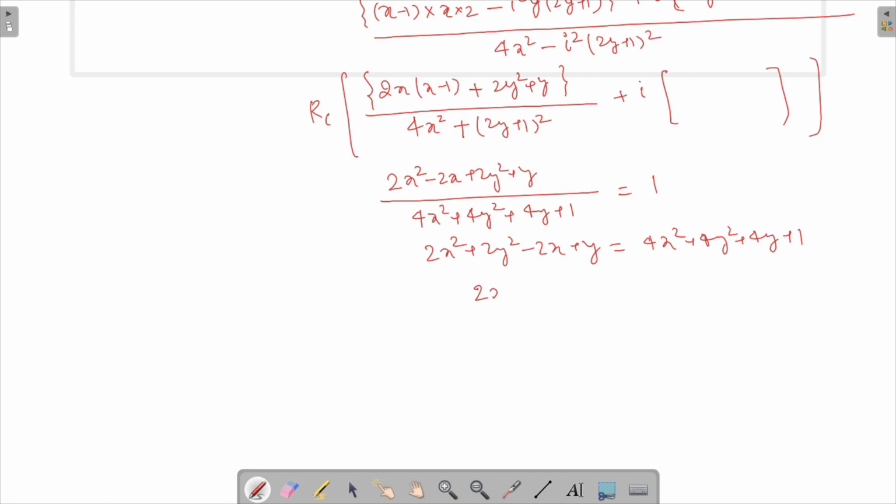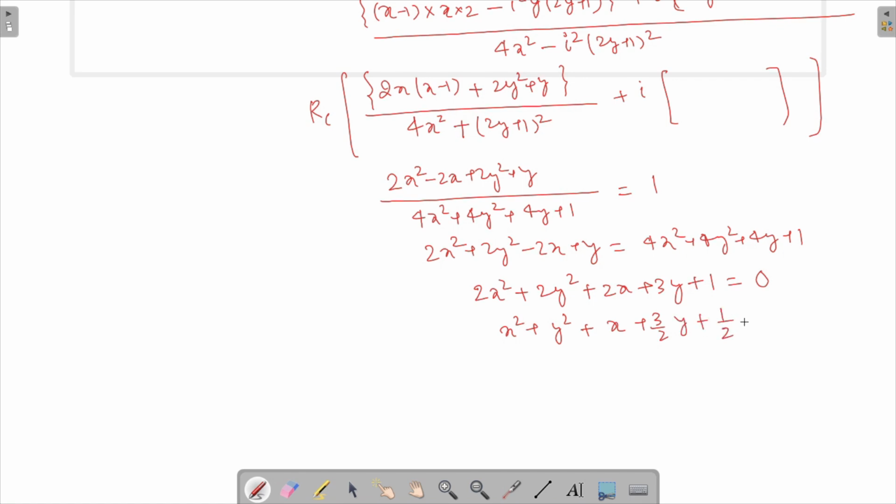Now in the next step, let's take everything on the other side. So this will become 2x², because this is 4x² and 2x², and this is 2y² and 4y², so this will become 2y². 2x comes this side, so this will become plus 2x. 4y and y, this will become 3y. And then plus 1, which is actually equal to 0. Now I'll divide everything by 2, so that it becomes an equation of a circle, x² + y² + x + 3/2 y + 1/2.